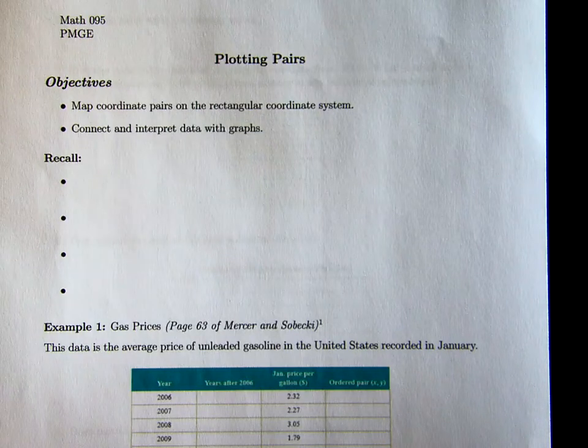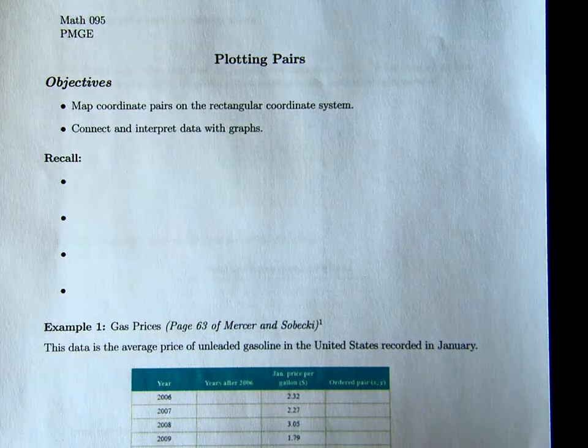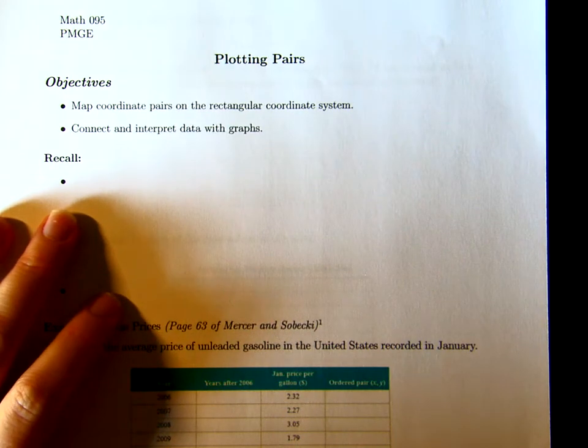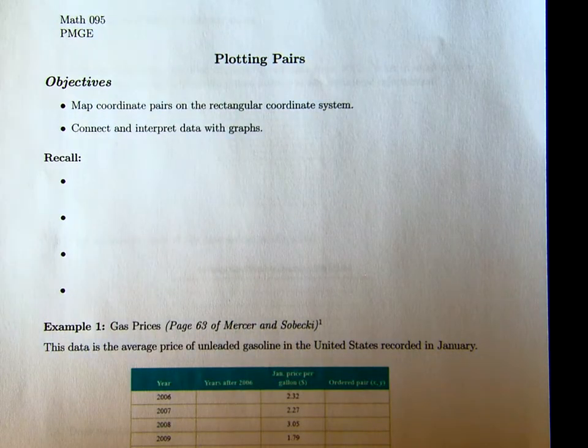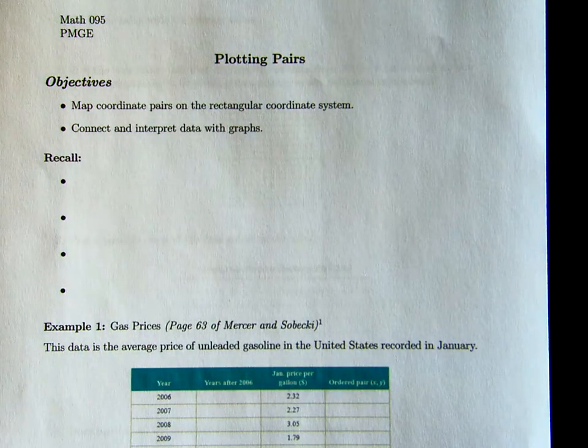Right, let's talk about plotting points or plotting coordinate pairs, which is section 1.5 in the Mercer-Sabecki book. We're going to map some coordinate pairs, and we're going to connect and interpret data with the graph itself. Okay, I have a few recalls. We have done some visualization of data before, and we're going to do this again, but in a different way.